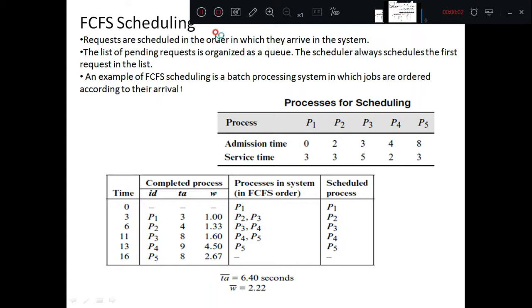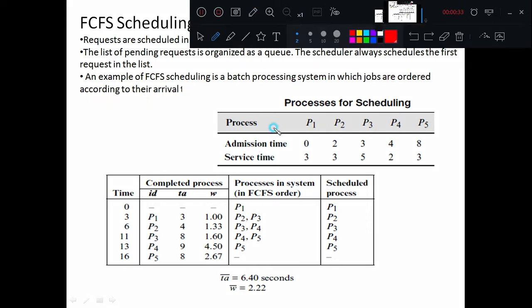Good morning, students. In the last class we started with the non-preemptive scheduling policies, and under that heading we discussed one scheduling technique, which is called first come first served scheduling, right? I explained the basics of FCFS, and we took one example in which 5 processes were in the queue, and I told you how those 5 processes were executed, with their admission time and service time.